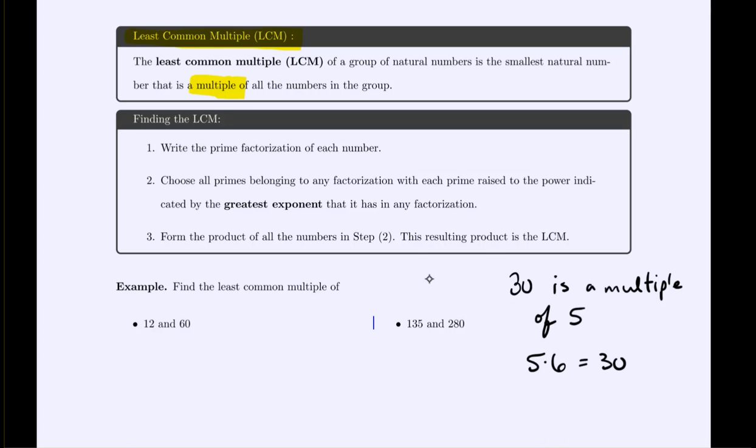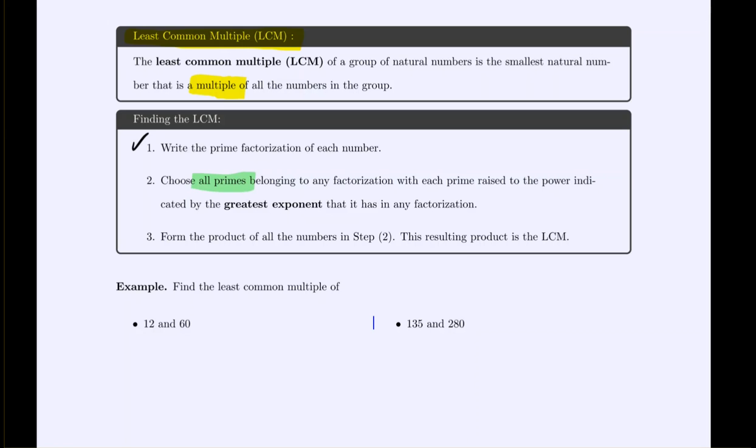Now the steps for finding the least common multiple are somewhat similar to greatest common factor, but they deviate in a few key areas. The first step, they're in agreement: write out the prime factorization, just like we did for greatest common factor, same skill there. But once you have the prime factorization of each number, the difference comes in what they do with the exponents and what prime factors they keep. So for the least common multiple, you choose all primes, regardless of whether they're common to all the factorizations.